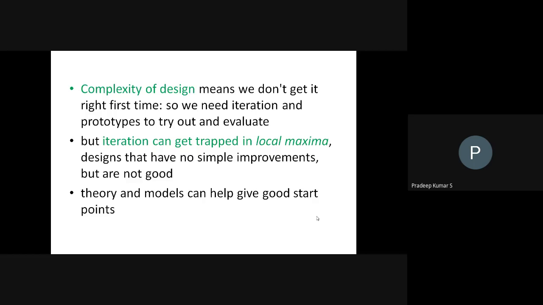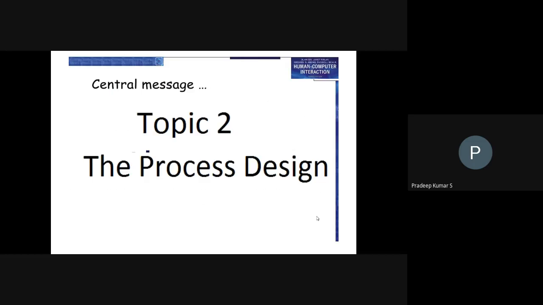Theory and models can help to give good stopping points. So the complexity of design: it is not possible to get the project right initially. Several iterations are there, then only you can get a better project. That is what the complexity of design deals with.